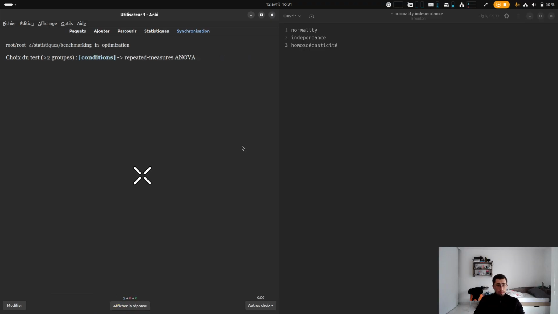So more than two groups, and without even looking at it, I can guess that it is parameterized and paired. And this is repeated measures ANOVA. Now, when it's more than two groups, non-matched and non-parameterized, Kruskal-Wallis. When you have more than two groups and nothing else, Kruskal-Wallis.